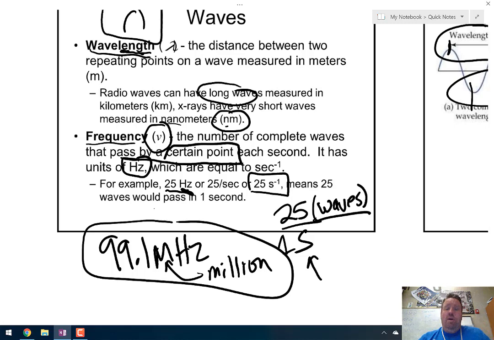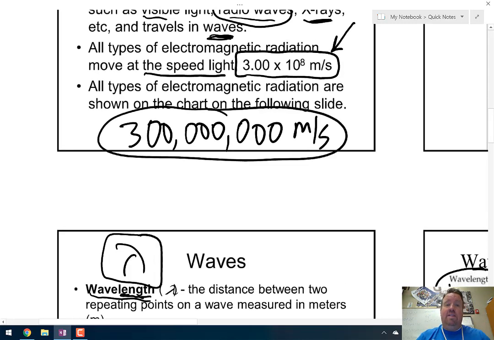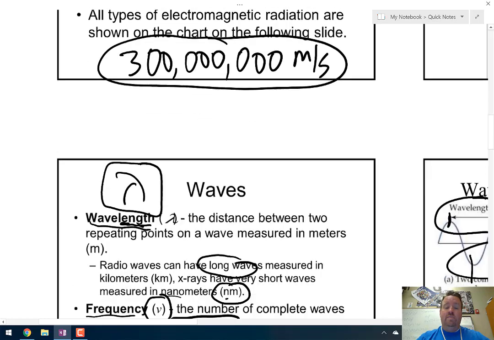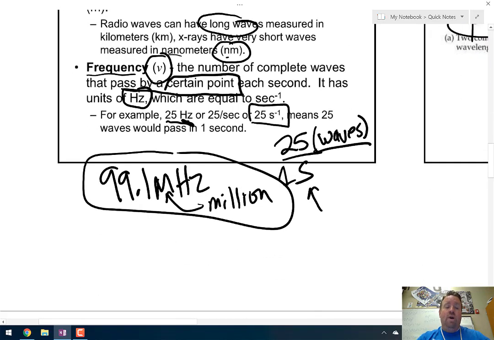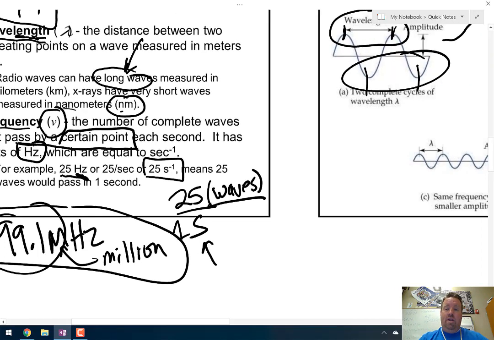But remember, how fast are these waves traveling? They're traveling at the speed of light, very, very quickly. So when we say 99.1 million, that's actually a really, really big wave. That's a radio wave. And remember, we said that radio waves have really, really long waves. And so as that wave goes by, again, every second, there's 99.1 million of them.